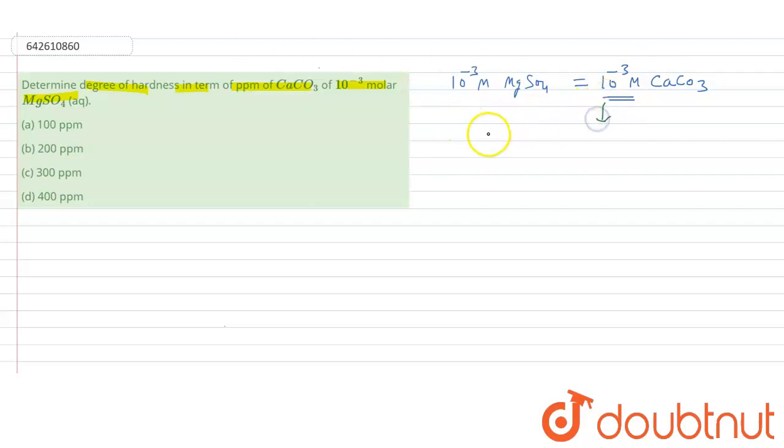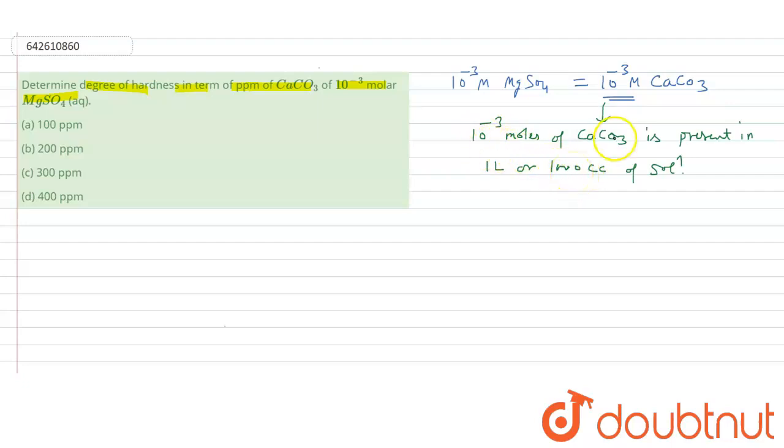10 to power minus 3 moles of calcium carbonate, CaCO3, is present in 1 liter of solution, or you can say 1000 cubic centimeter of solution. So 10 to power minus 3 moles of calcium carbonate are present in 1 liter of this solution, or 1000 cubic centimeter of this solution.